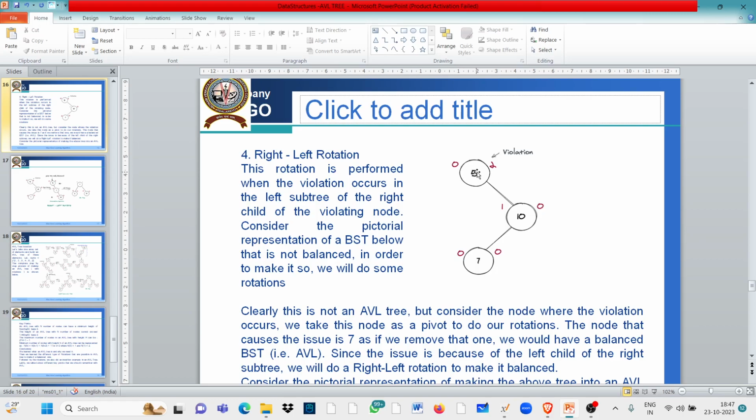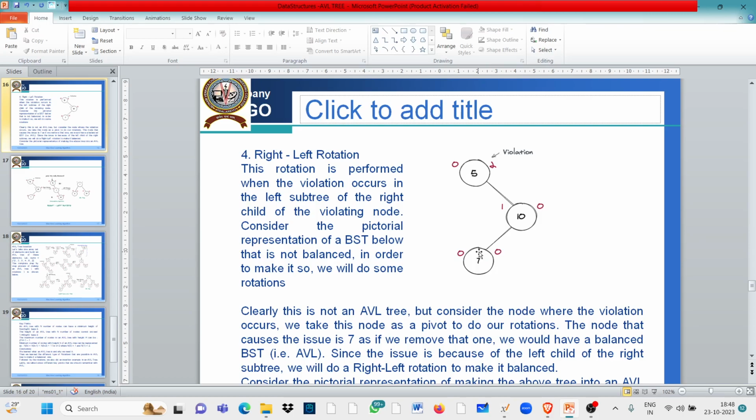Suppose initially I have the key 5, the root node key is 5, then I have to insert 10. 10 is greater than 5, so it will go to the right side. Then I want to put 7. 7 is greater than 5 but less than 10. So first is right, then is left. So this is called right left rotation.